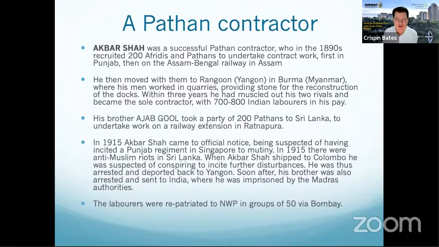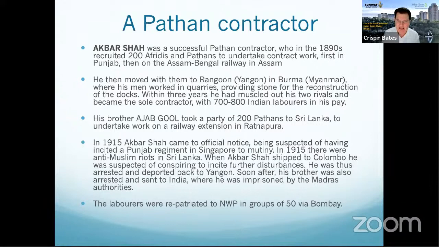Within 3 years, he'd muscled out his two rivals and became the sole contractor with 700 to 800 Indian laborers in his pay. His brother, Ajab Gul, then took a party of 200 Pathans to Sri Lanka to undertake work on a railway state extension in Ratnapura. This we all know because in 1915, Akbar Shah came to official notice being suspected of having incited a Punjab regiment in Singapore to mutiny.